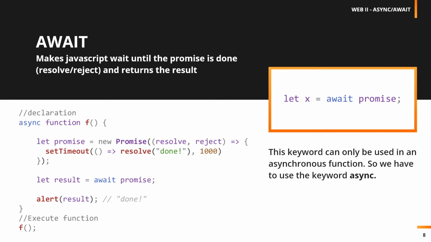Now let's say that we just want to wait until the sum function is done, and then our code continues. We can do that with await. Await can only be used in an asynchronous function, so you have to wrap it into another function that has the async keyword. For example, we have here a regular function with an async keyword, and we are creating a promise in there, and then afterwards we are awaiting, or waiting until, that promise is done.